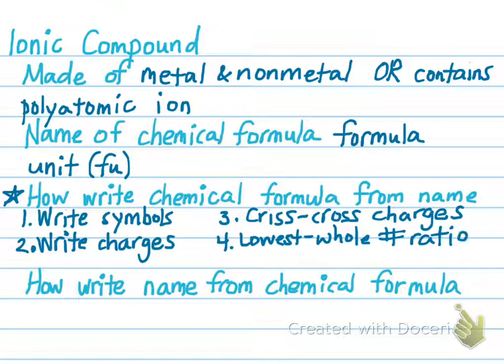Right? You should be able to rattle that off to me, right? Symbols, charges, crisscross, lowest whole number ratio. Symbols, charges, crisscross, lowest whole number ratio for ionic compounds. Now, about the charges, just a little review about that. I'm not going to write it down, but I'm going to say it to you, and if you have space, you might want to write it down. Charges. So when I look at my periodic table, which I'm going to pull up for you real quick here, right?